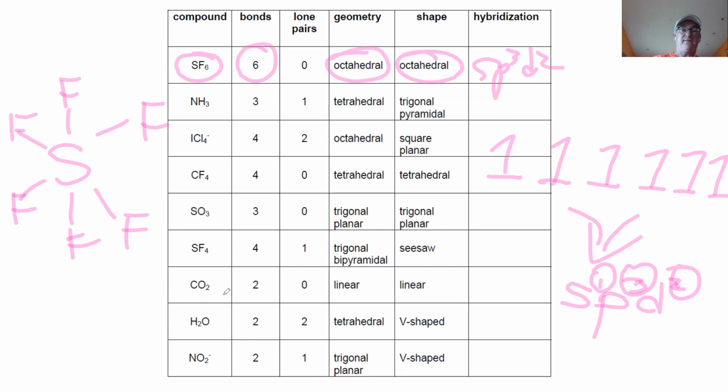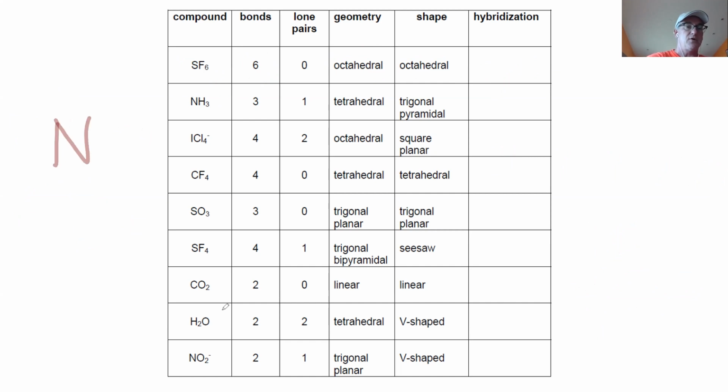So NH3, ammonia. So when we draw ammonia, again, this should be one of those things you can do in your sleep by the end of the class. Ammonia looks like this.